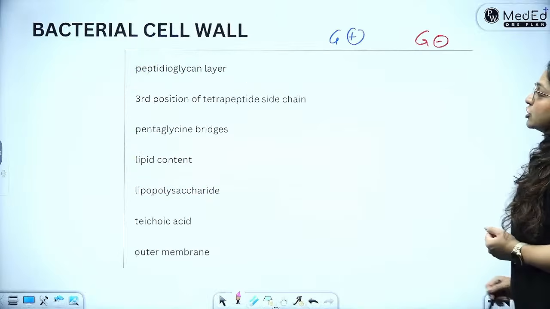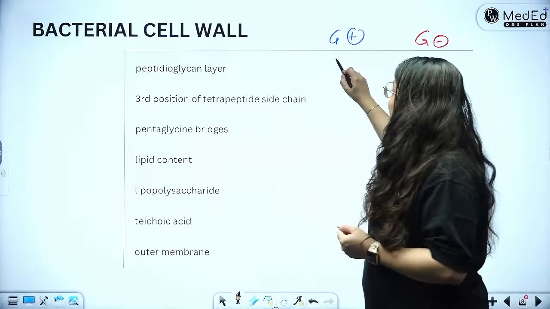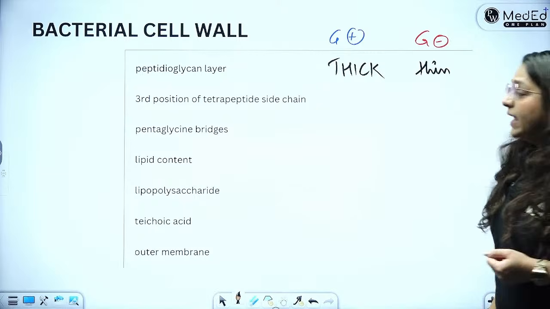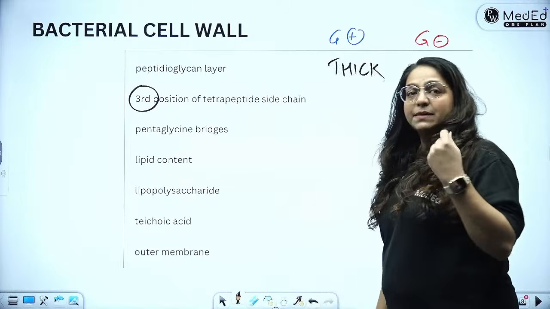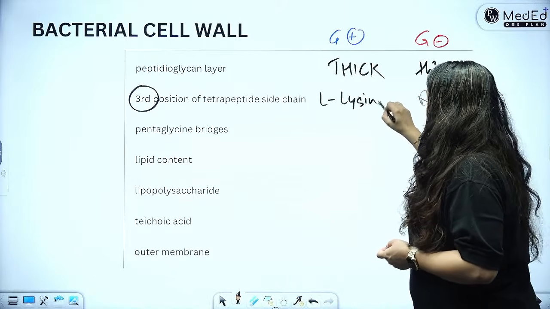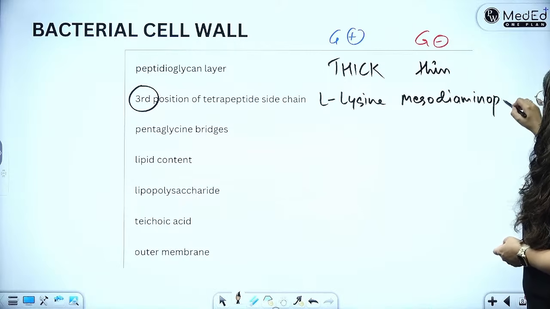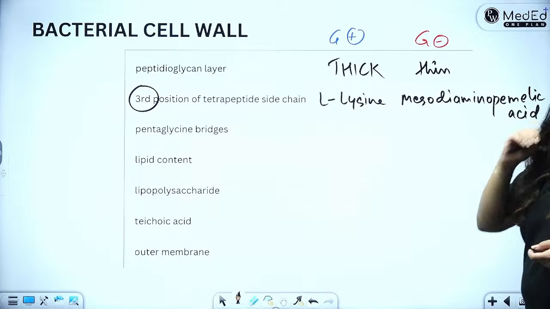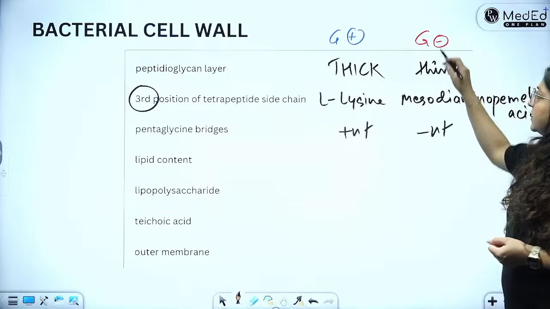So now if overall you are supposed to write the differences between the gram positive and gram negative cell wall, you know the peptidoglycan layer is quite thick in the gram positive, whereas it is very, very thin in the gram negative. In the third position of the tetrapeptide side chain, this one has the L-lysine, and over here it is the meso-diaminopimelic acid. Yes, meso-diaminopimelic acid.